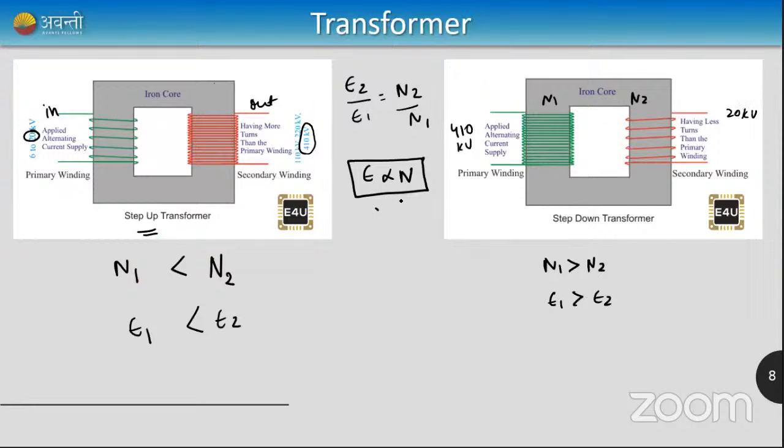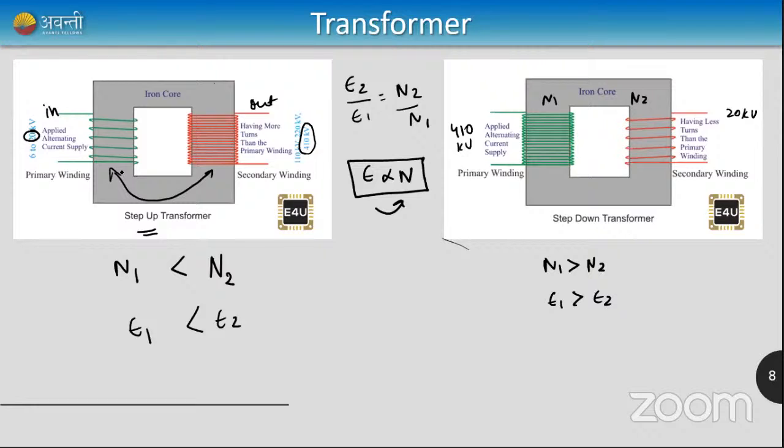So the answer is very simple, guys. The induced EMF is directly proportional to the number of turns. So a step-up transformer will have a high number of turns in the secondary coil, and a step-down transformer will have the least number of turns in the secondary winding. Yeah, that's correct, Radhika. It depends on the number of turns of the coil. Very simple, right? EMF is directly proportional to the number of turns. So whichever has the highest number of turns will have the highest EMF.